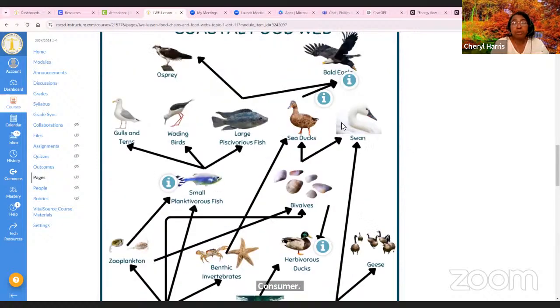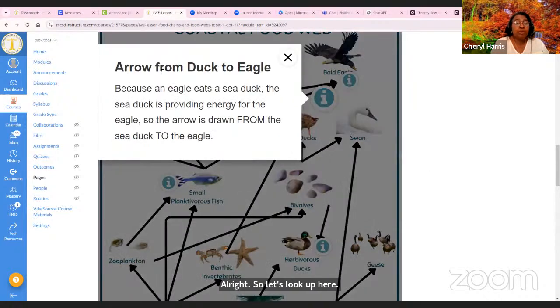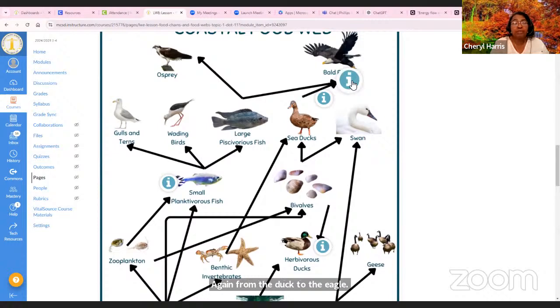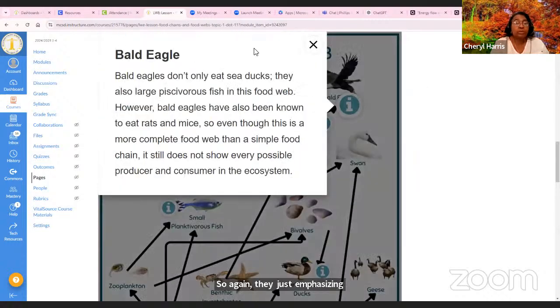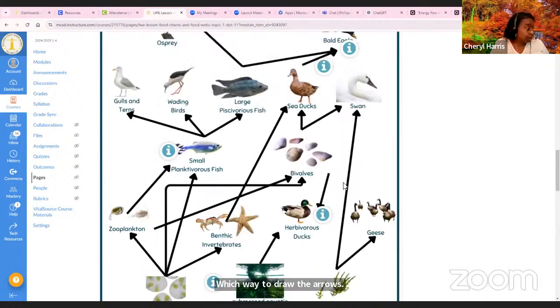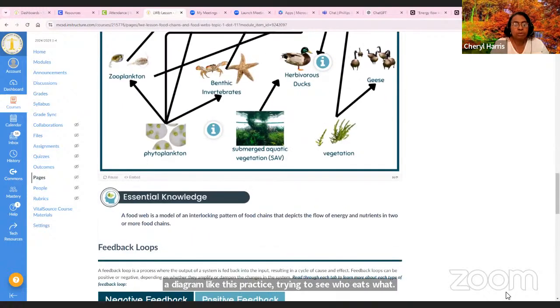All right, so let's look up here at this. The arrow goes from the duck to the eagle, because the eagle eats the duck, so the duck is providing energy for the eagle. So the arrow is drawn from the duck to the eagle. They're just emphasizing which way to draw the arrows. Okay. All right, so study these, practice translating a diagram like this, practice trying to see who eats what. I might give you a practice question on that later on.